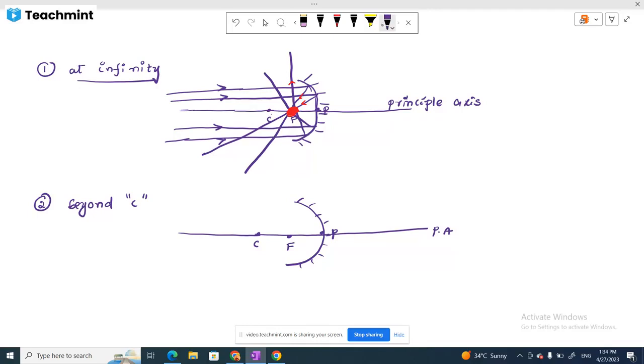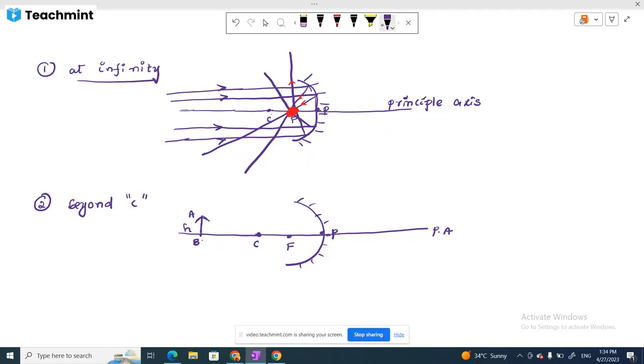Now I place the object behind the center of curvature. The object has some height. I can take this as A and this as B. The height of the object is AB. Now I want to find the image of this object. To find the image, I can take the top point and the bottom point.